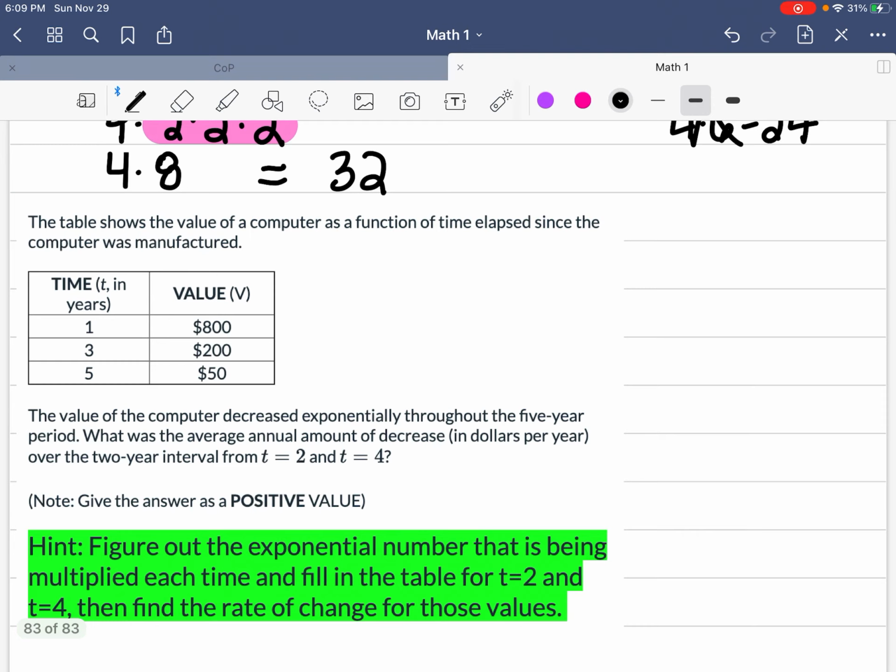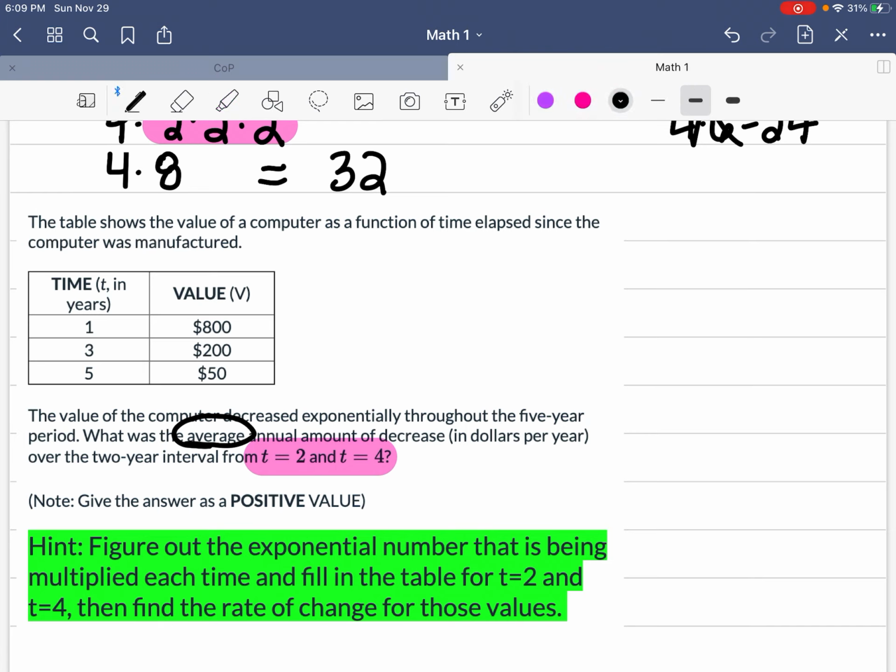Now, for this example, it says that the table shows the value of a computer as a function over time. Now, the value of the computer decreased exponentially. So remember, exponential means that you're multiplying by the same number every time. What is the average annual amount of decrease? So we're finding that average change, the average rate of change, for t equals 2 and t equals 4.